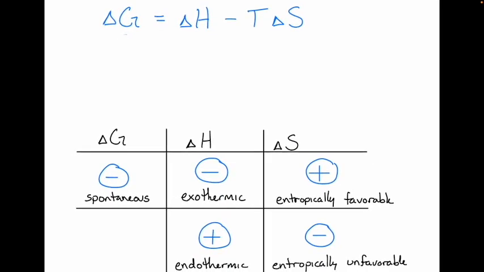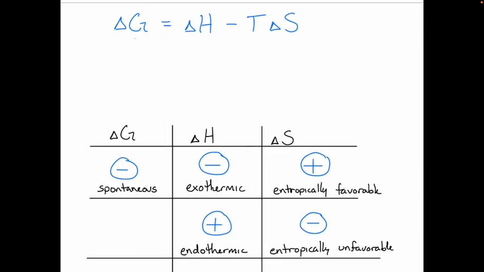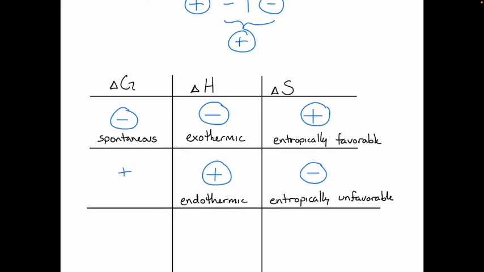All right, if we go back to our equation here, delta H is positive minus T times a negative number, which is going to make this positive. So what's delta G always going to be? Positive, meaning that the universe says absolutely not. An endothermic process that is entropically unfavorable will never be allowed to happen. Non-spontaneous.